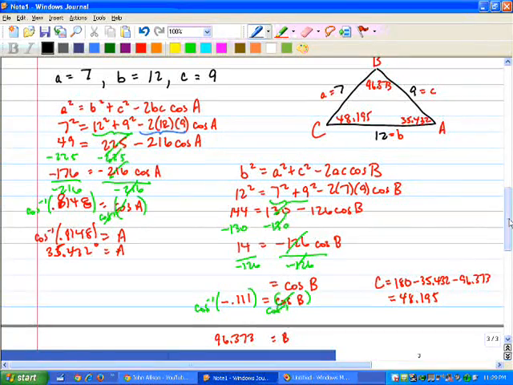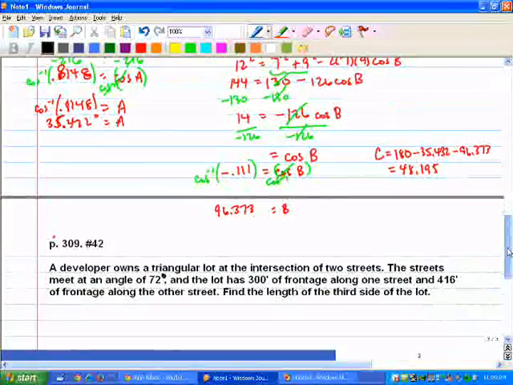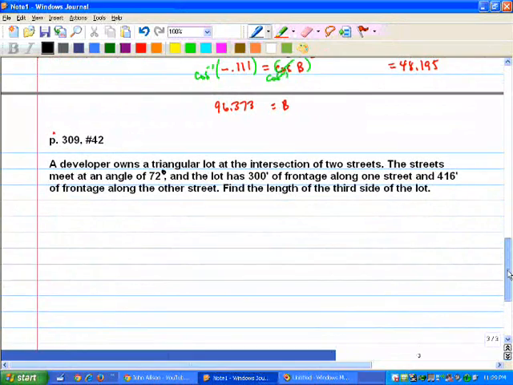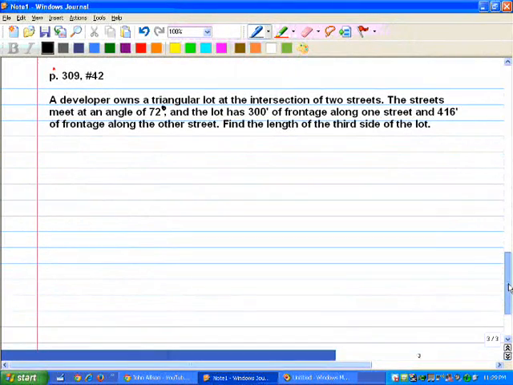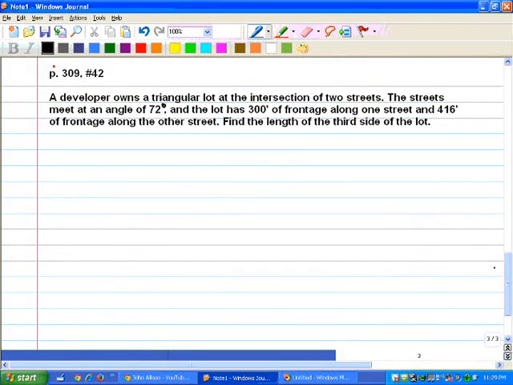Now let's look at an application problem from your book. On page 309, number 42 says the developer owns a triangular lot at the intersection of two streets. The streets meet at an angle of 72 degrees. The lot has 300 foot of frontage along one street and 416 foot of frontage along the other street. Find the length of the third side of the lot.